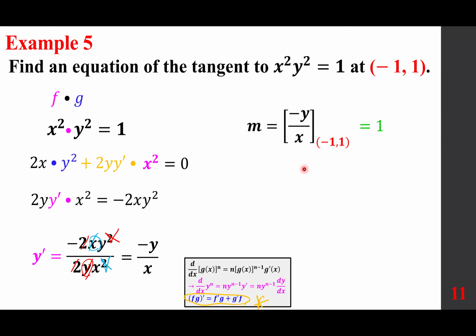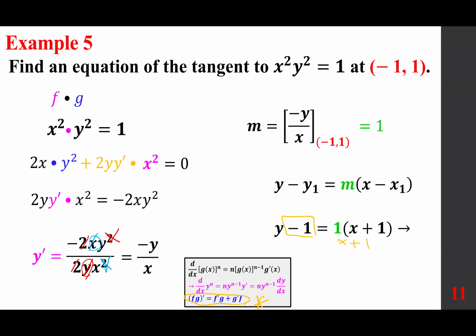And now the point slope gives us y minus y1 equals m times x minus x sub 1. So y minus 1 equals m, which is 1, times x minus negative 1, which means x plus 1. We add another 1 because negative 1 moves. And the final answer becomes y equals x plus 2.